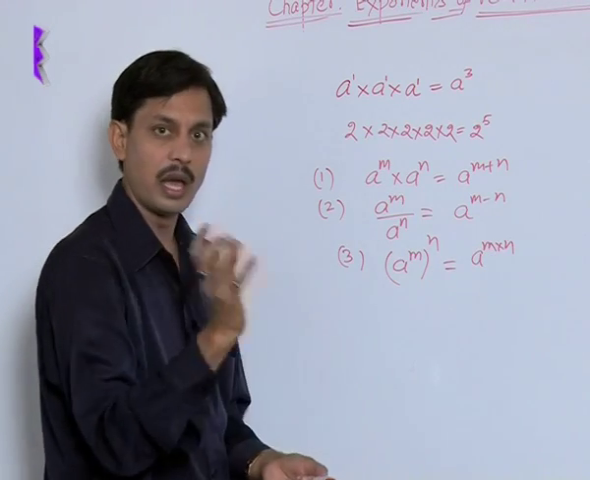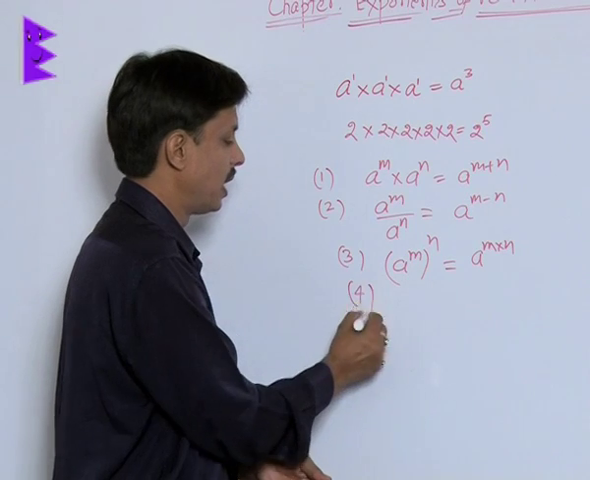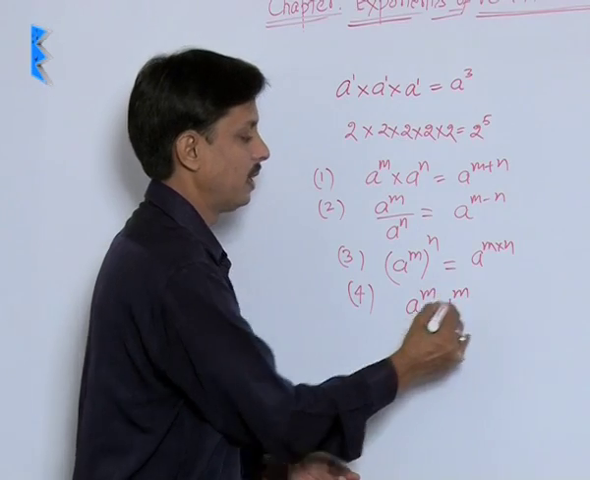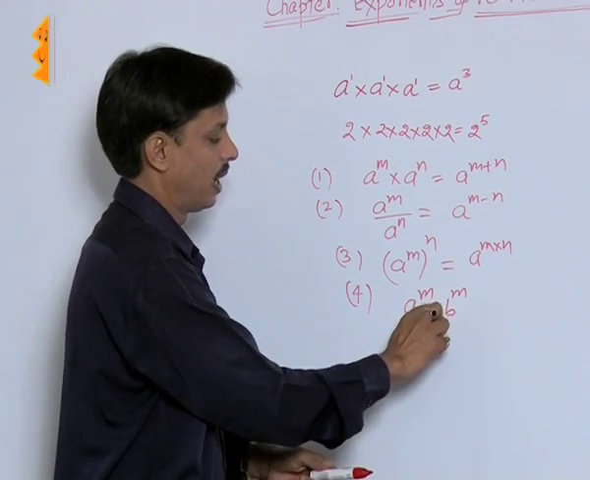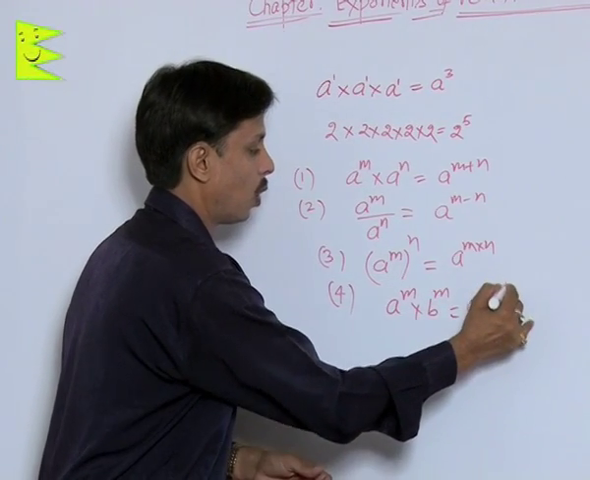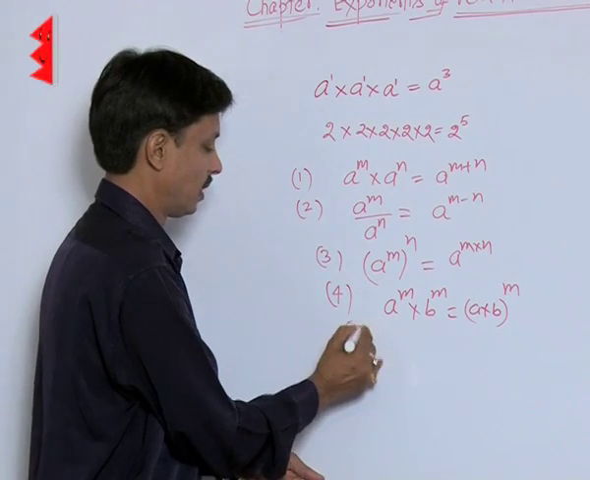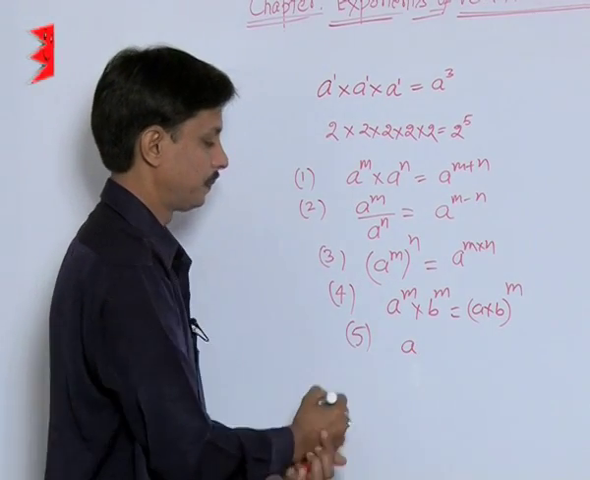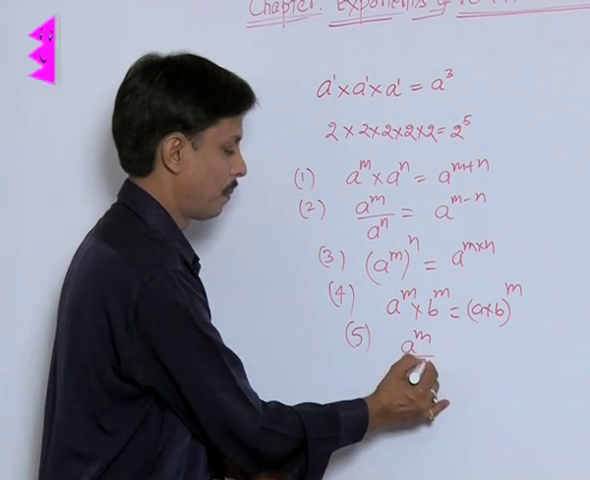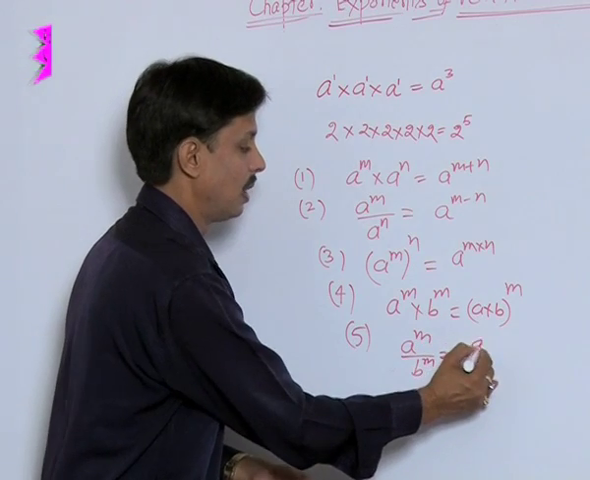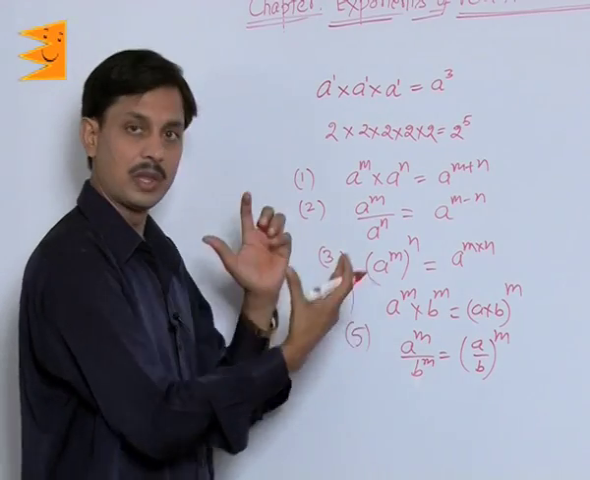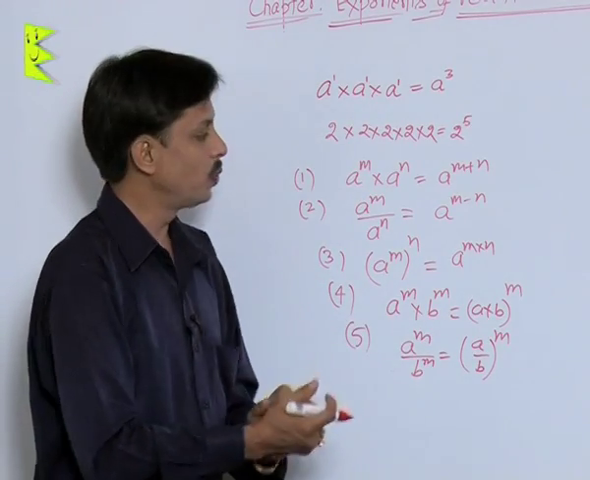Now if the bases are different, like a to the power m and b to the power n, and the powers are the same, we write a into b whole raised to the power n. Next, if it is a to the power m divided by b to the power m, same power and different base, the answer will be a upon b raised to the power m. So these are the 5 basic rules which we will operate.